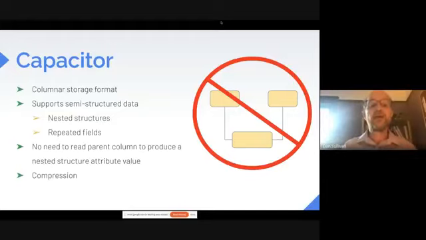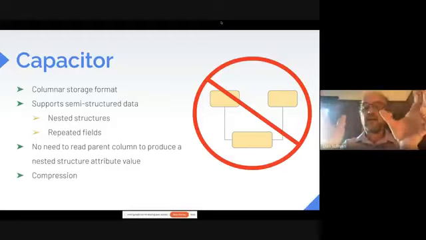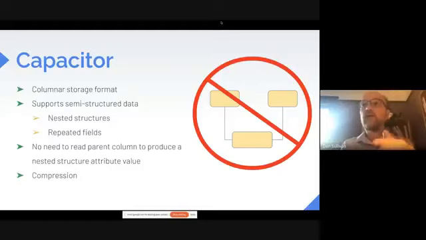And Capacitor, again, is a columnar storage format, which works really well with analytical databases, because typically we might have very wide tables. We have a lot of columns, but when we query, we're often picking a small subset of those columns. So it's very efficient to get a few columns from many rows versus getting all the columns from a few rows. So Capacitor is really designed specifically for this kind of analytical application.